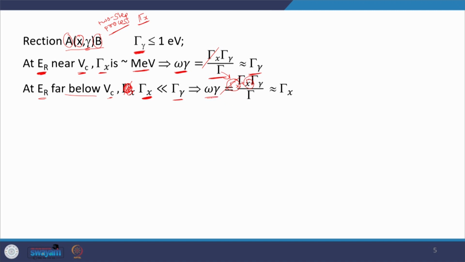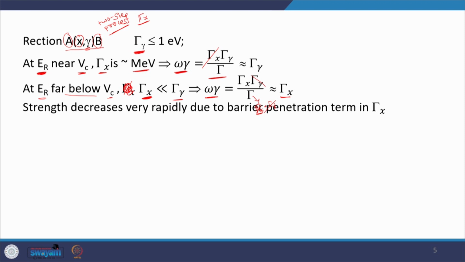This strength of the resonances is gamma x plus gamma gamma; just let me erase the earlier one. Okay? Great. So this is the formation width and gamma gamma. Now here, this is much less than this. So this can be neglected, and this will get cancelled. Finally, you have the formation width, which is much less than the decay width value, I mean much less than 1 electron volt. So, what does it mean?